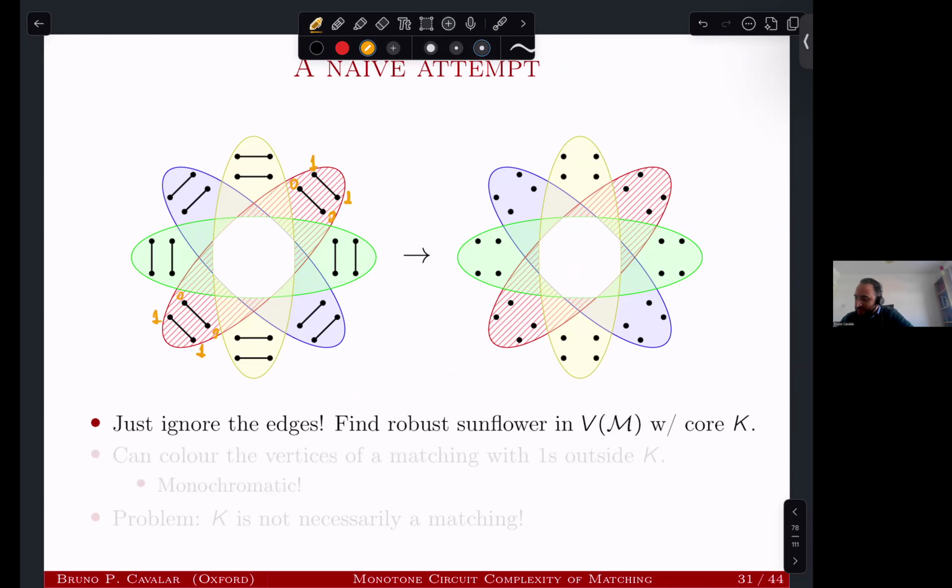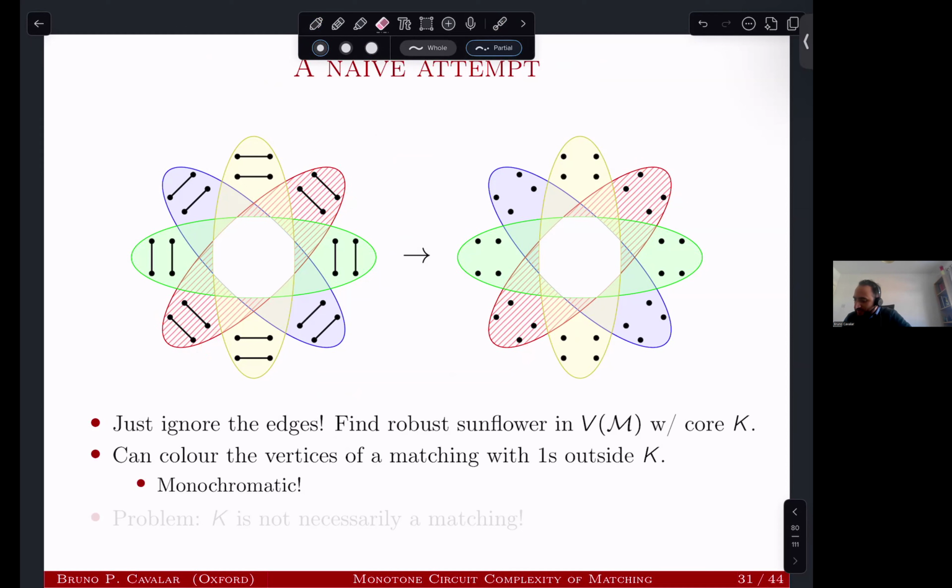So you could think that you're done by just finding a robust sunflower, but you are not, because this core may not be matching. All you know is a set of vertices. For instance, it could be just 3 vertices, and then how can this be a matching? This cannot be a matching. But suppose it is 4 vertices or something, or you could massage into an even number of vertices. You don't know how to match those edges.